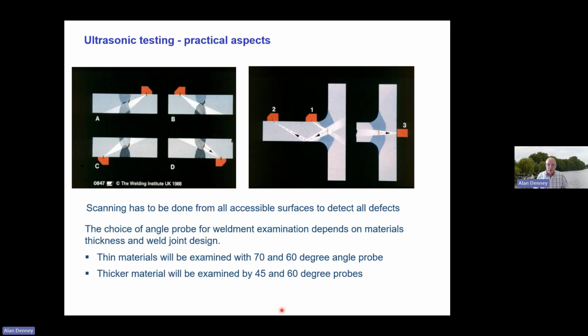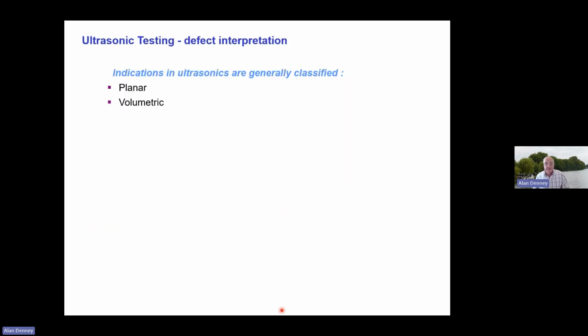And the choice of angle probe used, bearing in mind we've only got 45, 60 and 70, is another consideration here, and there are some guidelines. But generally, when you're looking at welds, you're going to be using 60 and 70 degree probes. In fact, all of them, depending on the situation. There will be a procedure written that will cover the joint configuration and so on. So it's not left to chance.